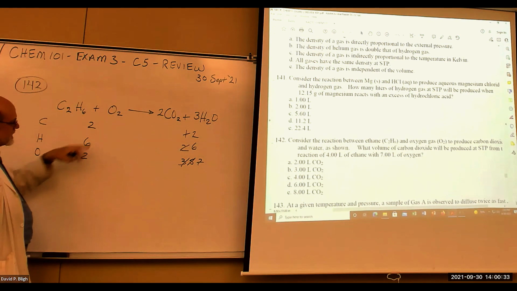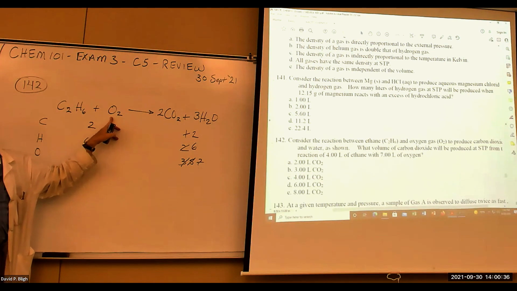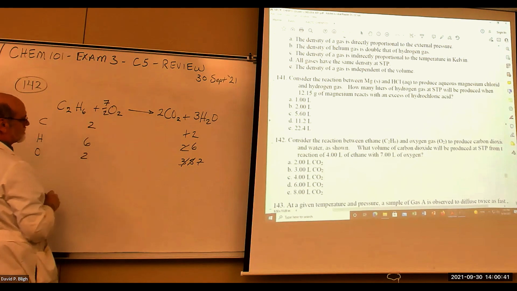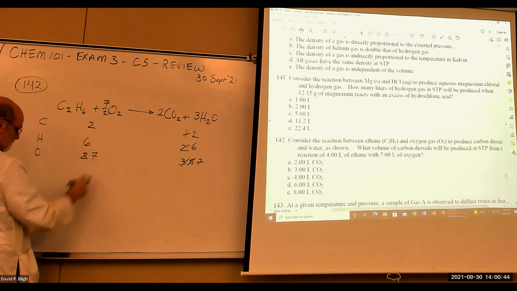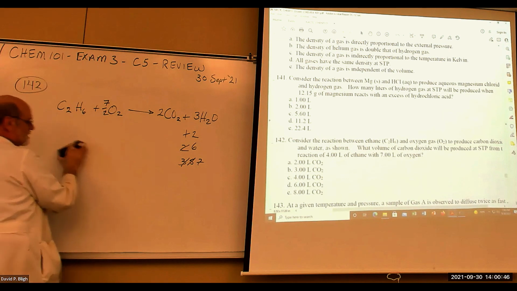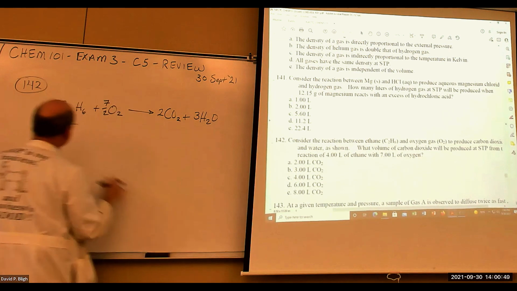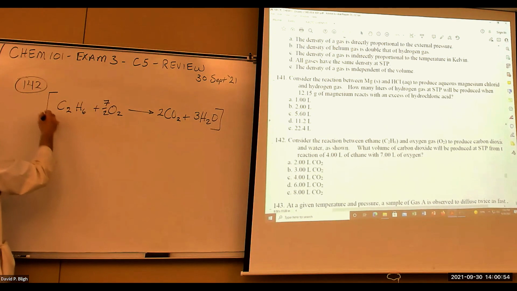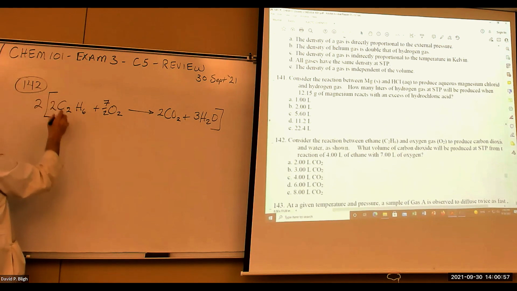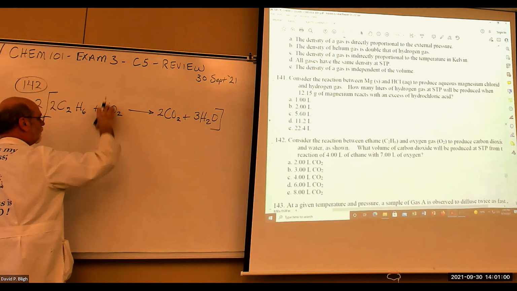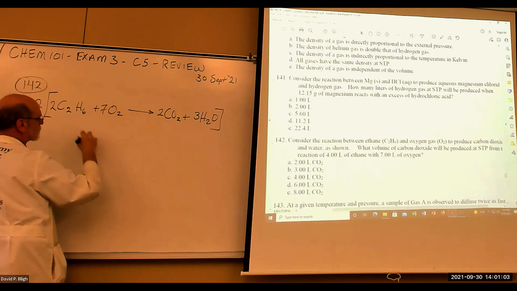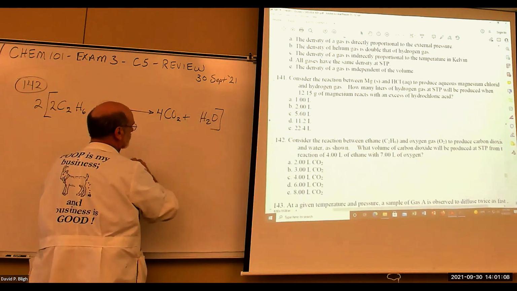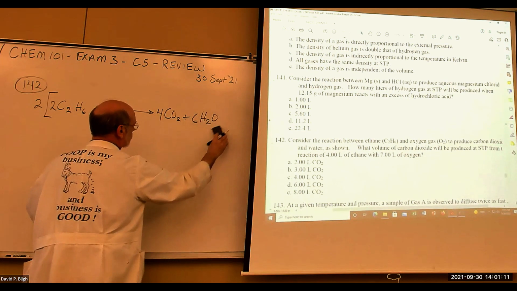Okay. How do we get 7 oxygens out of O2? 7 halves. Okay. So now it's balanced. Well, what we want to do is make whole numbers now. So to get rid of that half, we need to multiply by 2. That makes 2 here, 7 here, 4 here, and a 6 here. There we go. So now we're balanced.